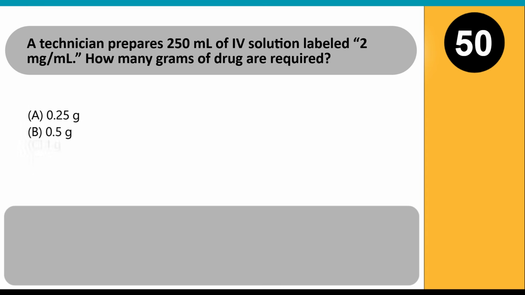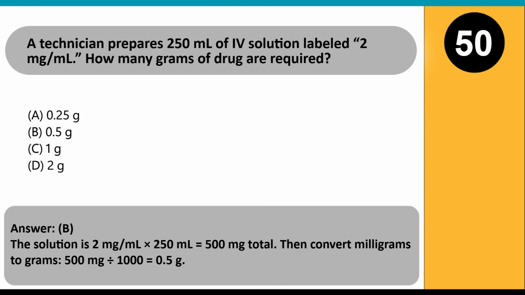A technician prepares 250 milliliters of solution labeled 2 milligrams per milliliter. How many grams of drug are required? A. 0.25 g. B. 0.5 g. C. 1 g. D. 2 g. Answer: B. The solution is 2 mg per milliliter times 250 milliliters equals 500 milligrams total. Then convert milligrams to grams. 500 milligrams divided by 1000 is equal to 0.5 g.